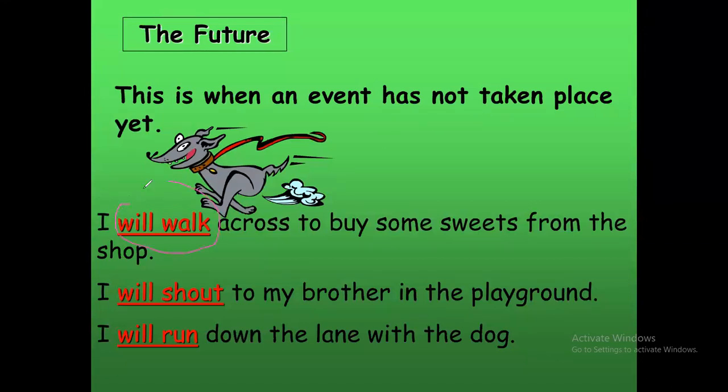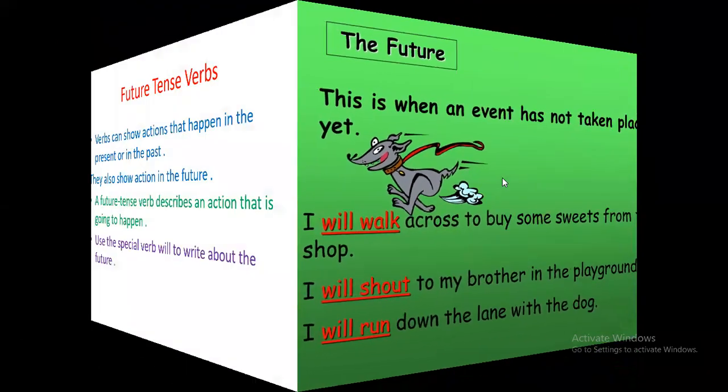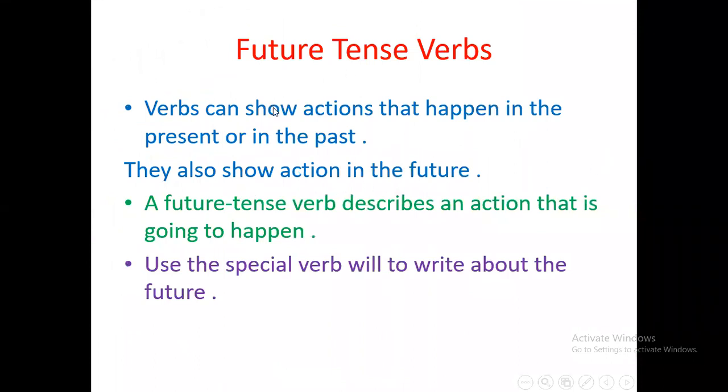I will walk. I didn't walk, but I will walk later across to buy some sweets from the shop. I will shout to my brother in the playground. I will run down the lane with the dog. So if we have will plus verb, this is the future. To make the future, we add will before the verb. So the future tense verbs.